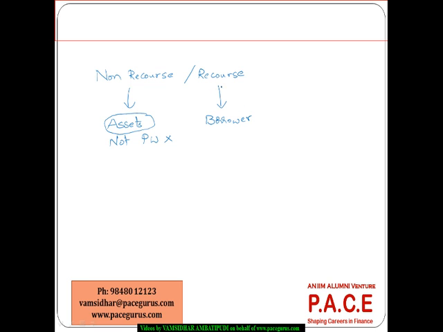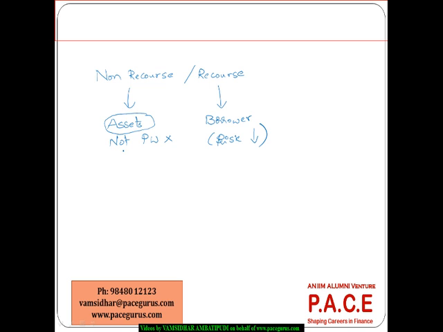Those are recourse kind of loans, which means in recourse loans the risk is much lesser, because any shortfall on the value of the property can very well be recovered from the borrower through the other assets of the borrower.